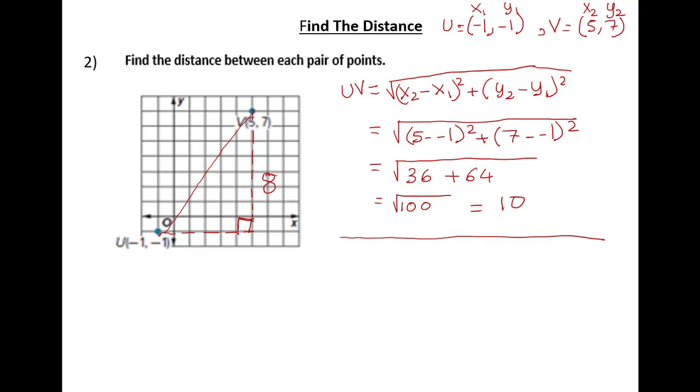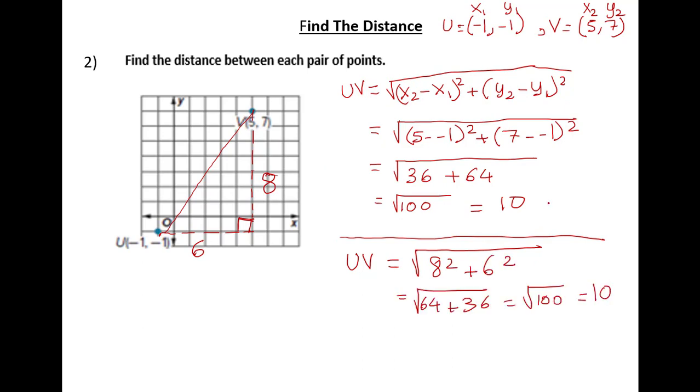And here I have 1, 2, 3, 4, 5, 6. And here I have 6 units. I want to find the hypotenuse, which is UV. Using the Pythagorean theorem, it is equal to the square root of the sum of the squares of the other sides, which is 8 squared plus 6 squared, which is equal to 10. The same answer by two different ways.